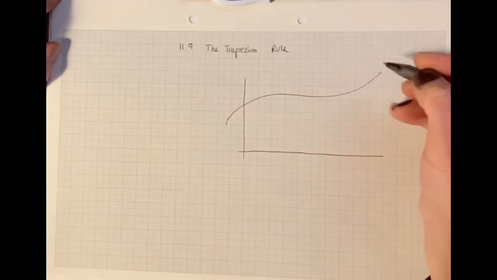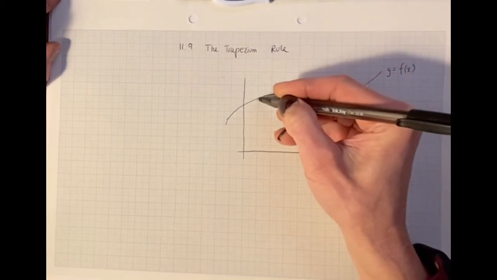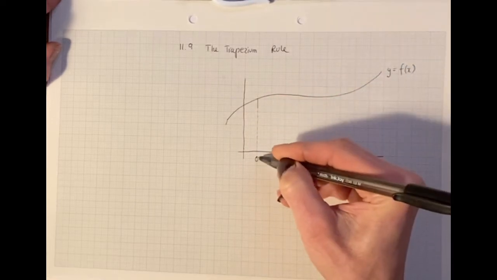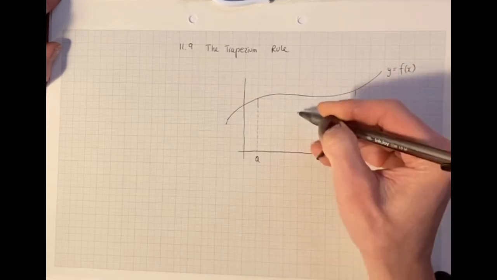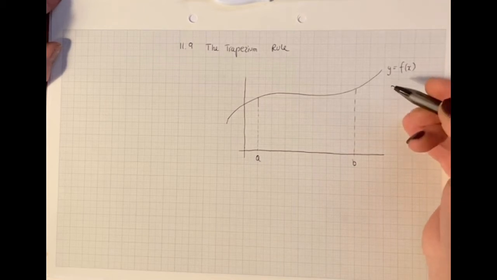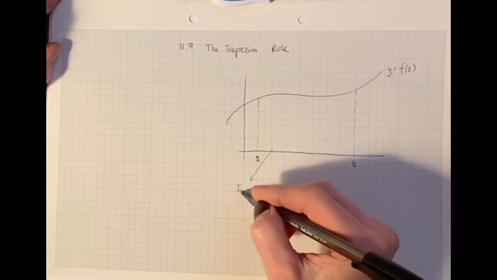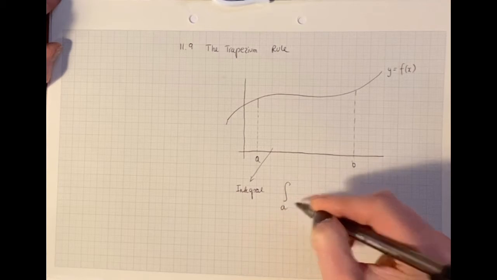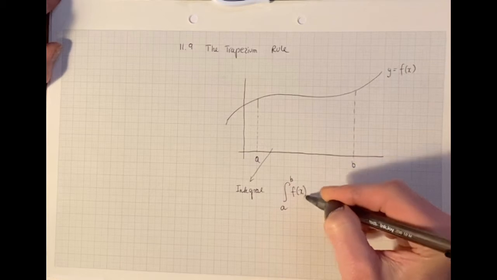For example, here's our curve, y equals f of x. If you want to find the area under the curve between the lines x equals a and x equals little b, you will be looking for the value of the integral. So you will integrate the function f of x between the limits a and b.